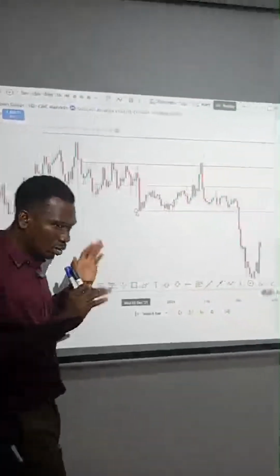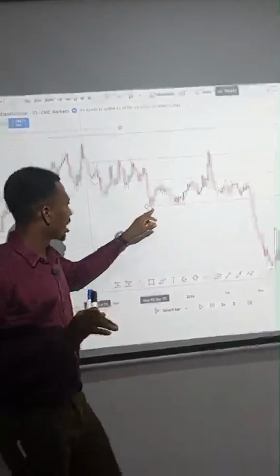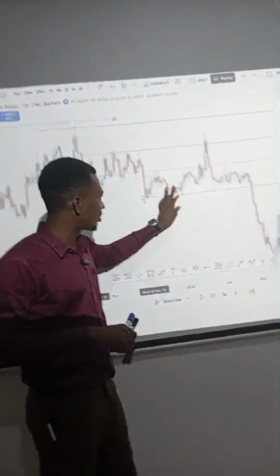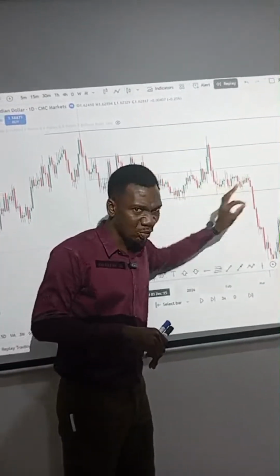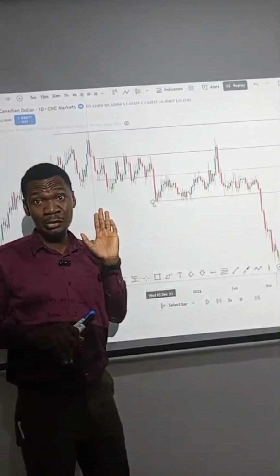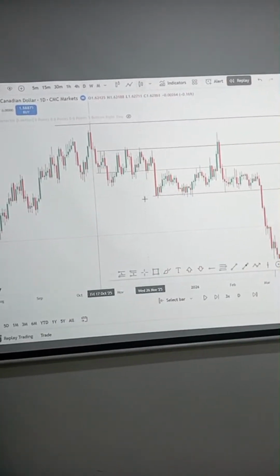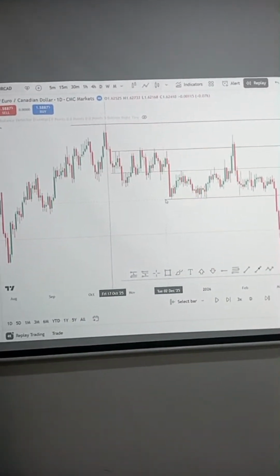This one now is more straightforward. Look at the level. It just came, tapped on it, reacted. This one is much cleaner. Are you following me? So you can decide to use it if the wick does not serve the entire purpose of it. Do you get it?